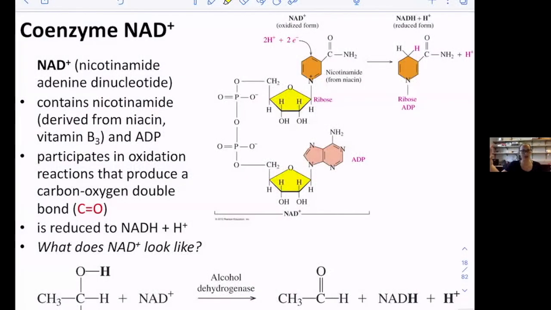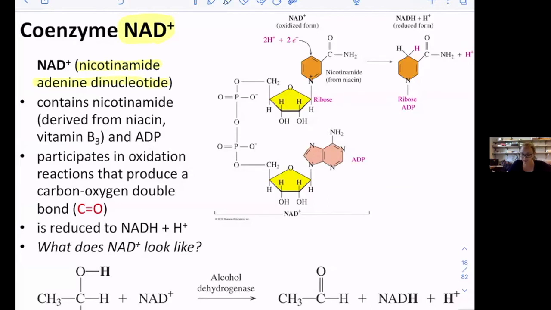Okay, so now that we've talked about what coenzymes are generally, we are going to talk about 3 specific coenzymes in our body. So the first one is NAD+, that is used in metabolism. This stands for nicotinamide adenine dinucleotide. Its structure is over here on the right.